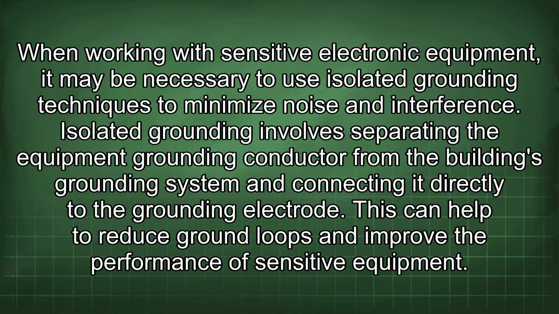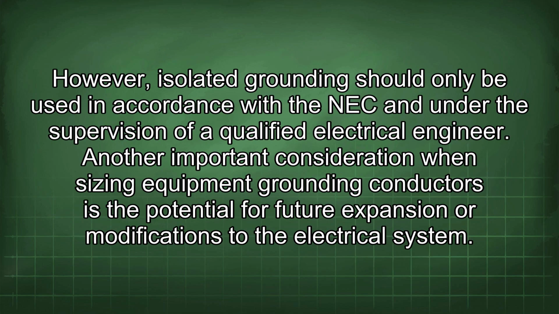When working with sensitive electronic equipment, it may be necessary to use isolated grounding techniques to minimize noise and interference. Isolated grounding involves separating the equipment grounding conductor from the building's grounding system and connecting it directly to the grounding electrode. This can help to reduce ground loops and improve the performance of sensitive equipment. However, isolated grounding should only be used in accordance with the NEC and under the supervision of a qualified electrical engineer.